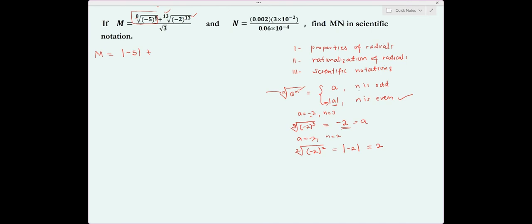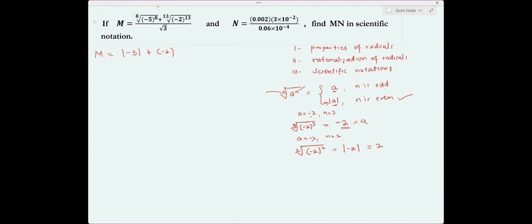So it means our n is odd. So our answer should just be a. And what is the a in this case? It is minus 2. So this will be just minus 2. I hope that is clear.